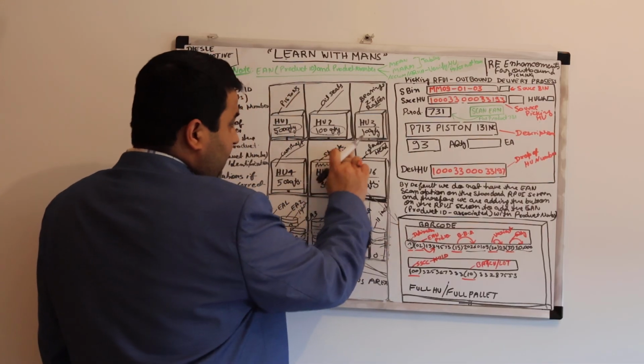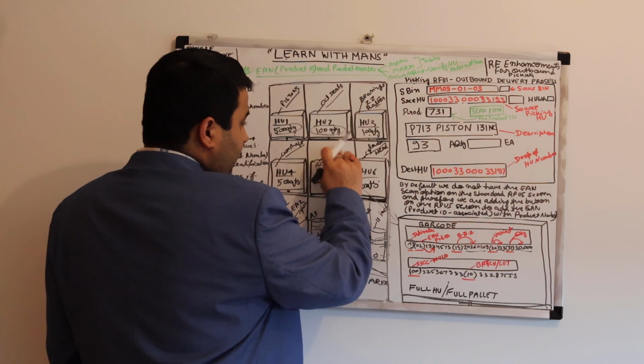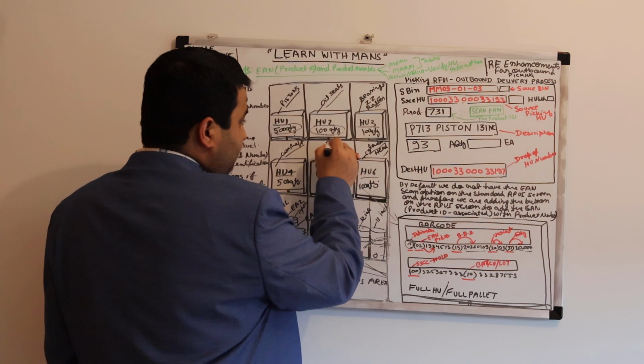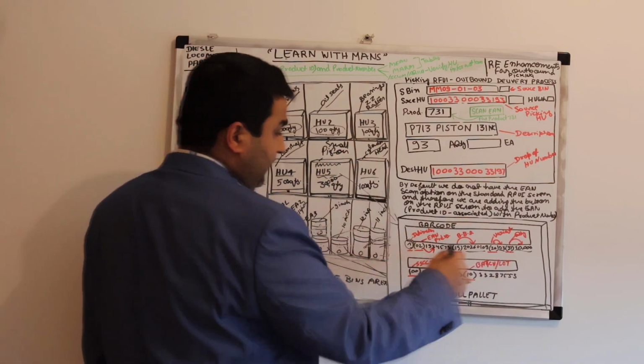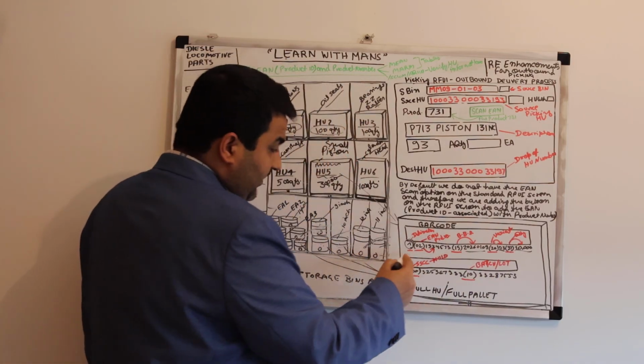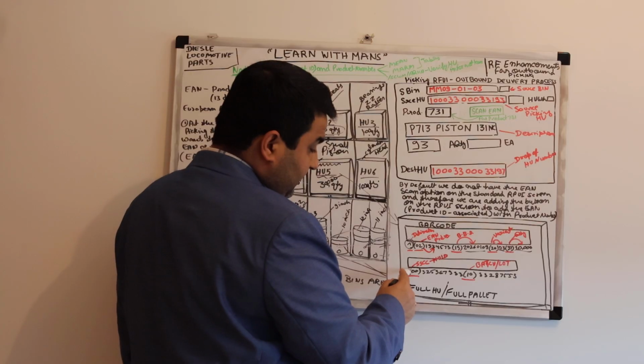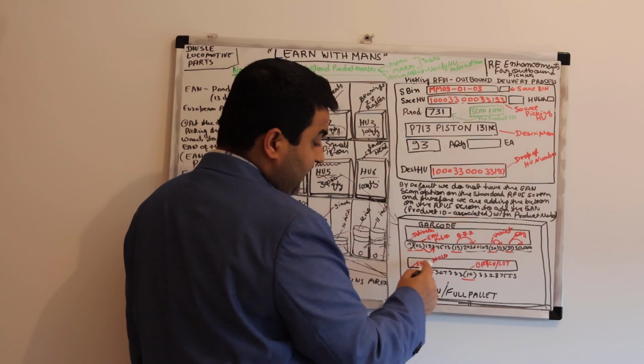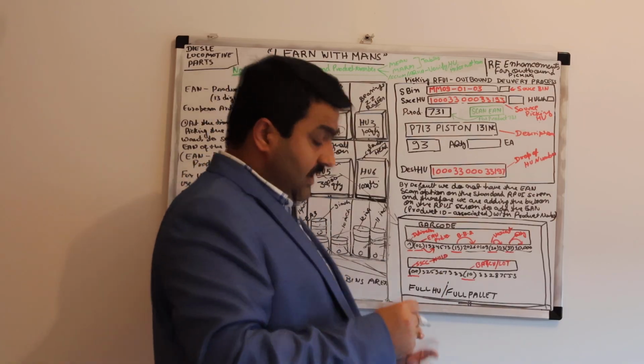I will put here, instead of spark plugs, piston, for small pistons, 10,000 quantity. So here we have another barcode, which is the bracket 00. 00 means SSCC, HUID, handling unit ID.